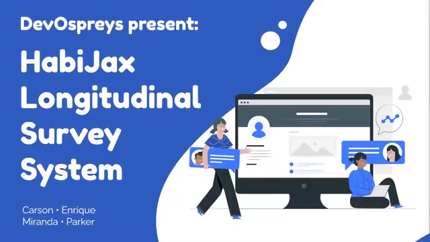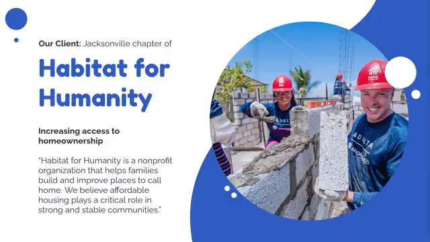Hello everyone, my name is Carson, and I'm going to be introducing our product, which is the HabiJax Longitudinal Survey System. Our client for this project is Habitat for Humanity for Jacksonville, a nonprofit organization that helps families build and improve places to call home, and their main goal and objective is increasing access to home ownership across the Jacksonville area.